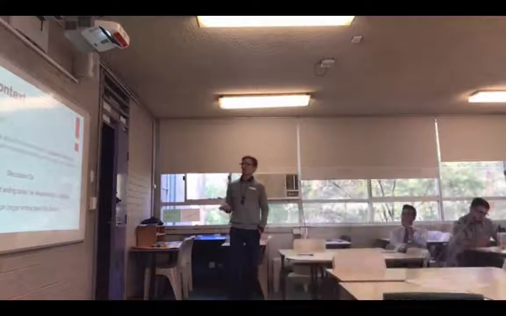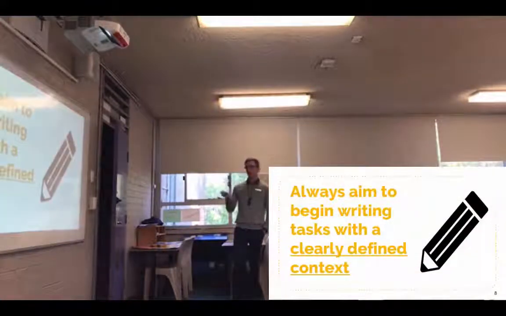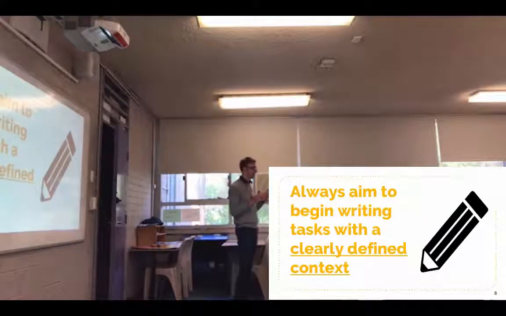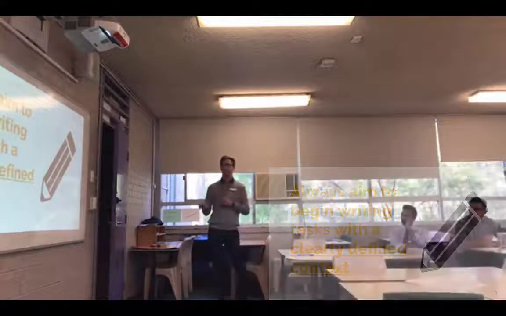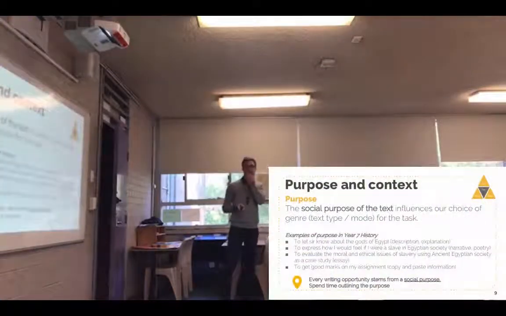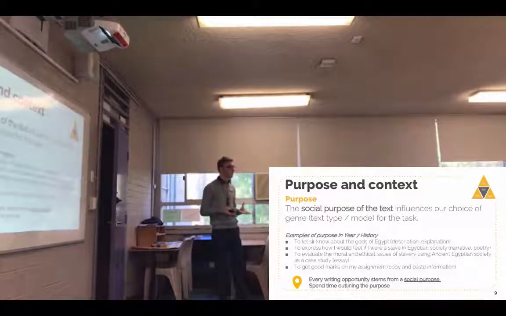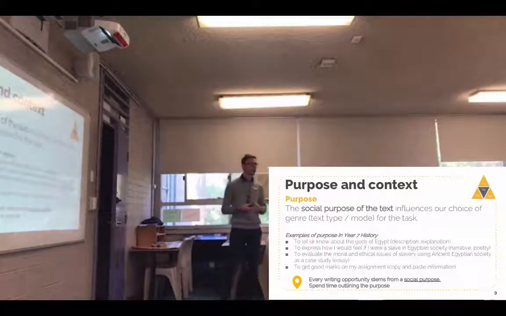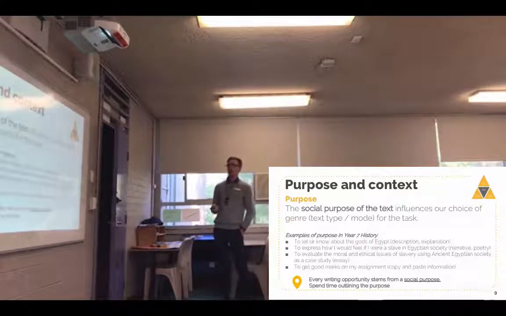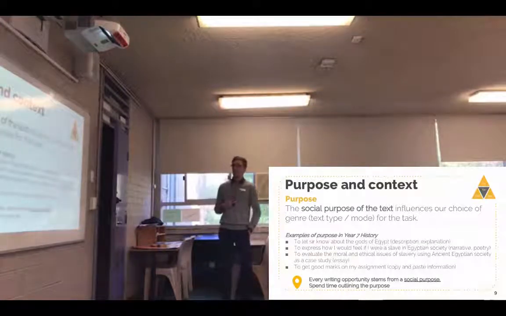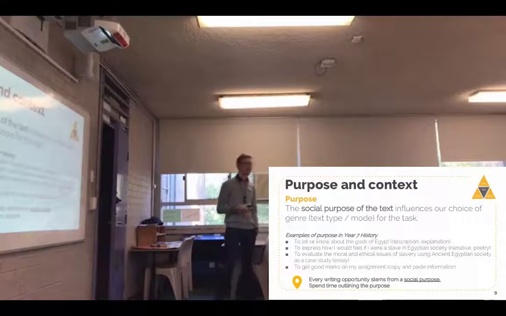All right, we're going to talk about 4 different things. So now we're moving on. Every writing task should have a clearly defined context, which I'm going to talk more about now. These are the 4 elements of context that should be really clear in the student's mind if they're going to produce what you're looking for. The first thing relates to purpose. The social purpose of the text influences our choice of genre for the task.